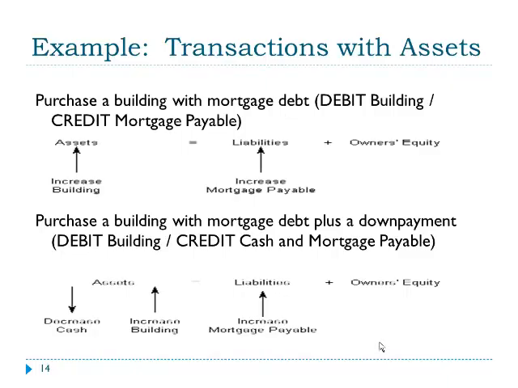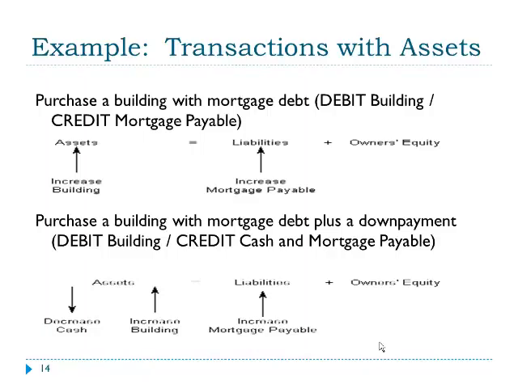What if we buy a building, but instead of paying cash, have a mortgage on it? That will increase the building just the same as before, but now it increases liabilities of mortgage payable to that amount. So we've got an increase in a building and an increase in mortgage payable. The increase in the asset is the debit. The increase in the liability is the credit.